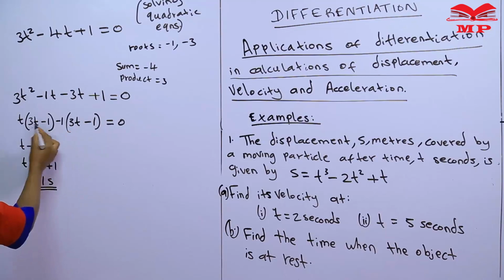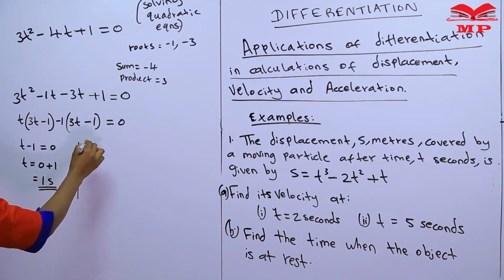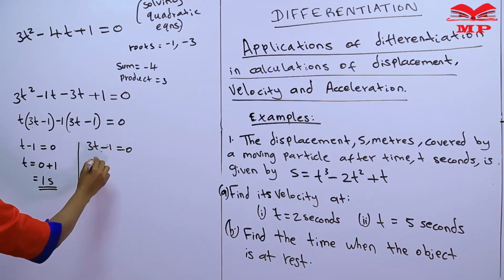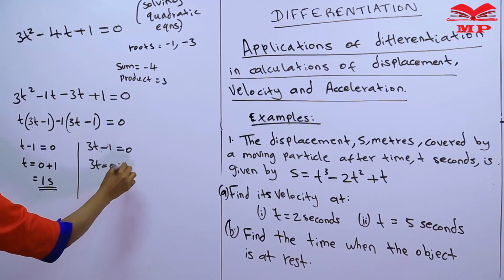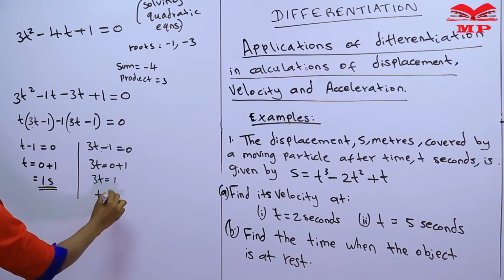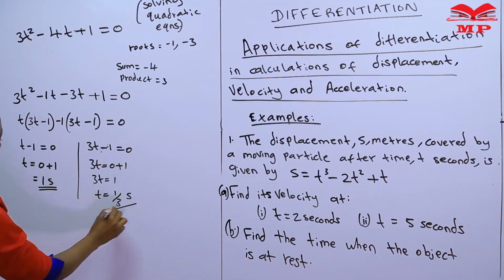Then with the other one, this and this are the same. So we use 3t minus 1 is equal to 0. Therefore, 3t will be 0 plus 1. 3t is 1. And therefore, we divide by 3 on both sides, t will be equal to 1/3 seconds.